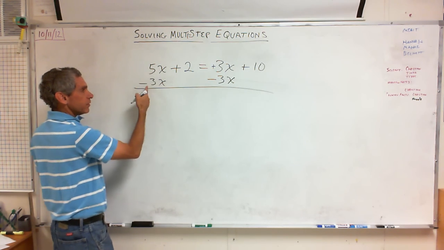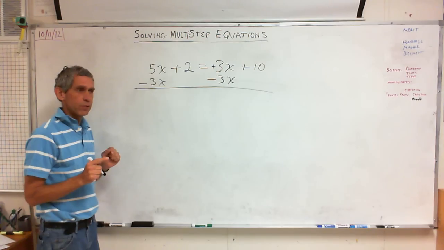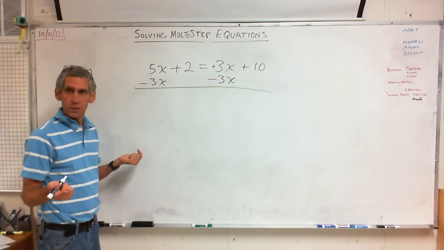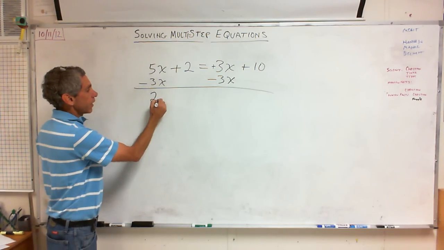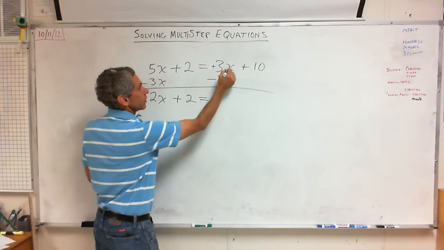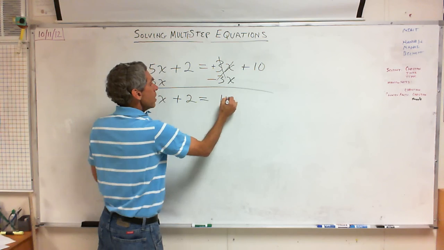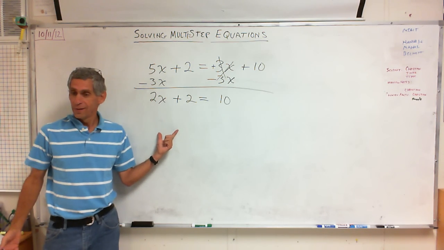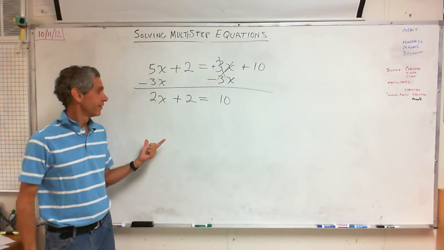If I have 5 x's and somebody comes and takes away 3 x's, how many x's do I have? 3 x's. Wait, no, 2 x's. Right, I have 2 x's, right? And then plus 2 equals, this crosses out, 10. What is this now? This is called a two-step equation, right? So awesome.